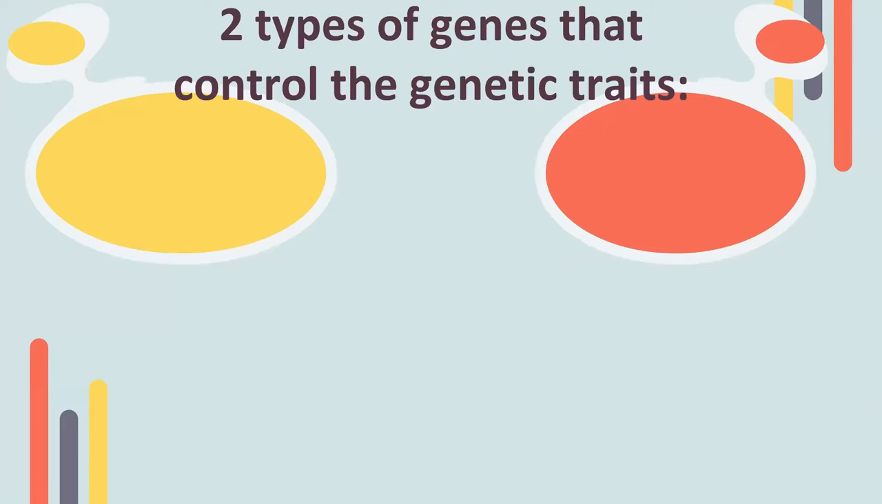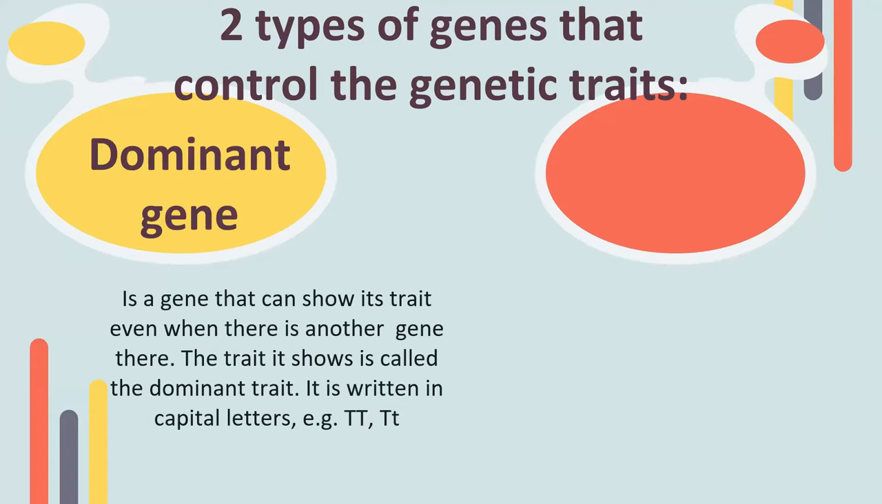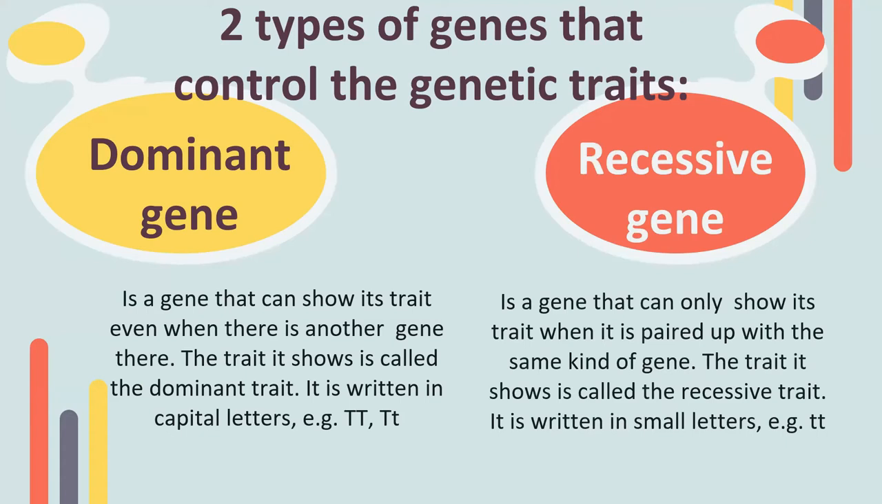There are also two types of genes that control the genetic traits. We have the dominant gene, which is a gene that can show its trait even when there is another gene there. The trait it shows is called the dominant trait, and it is written in capital letters like capital T, T, and also capital T and small letter t. And the second one is the recessive gene, which is a gene that can only show its trait when it is paired up with the same kind of gene. So the trait it shows is called the recessive trait, and it is written in small letters like small letter t and t.